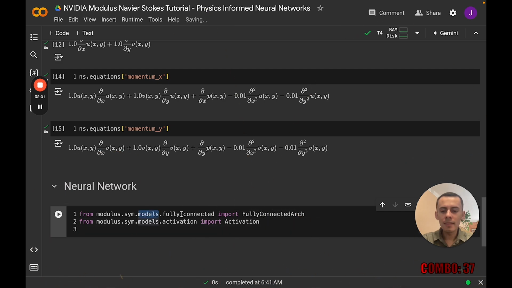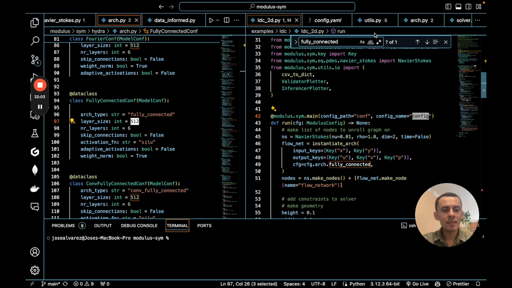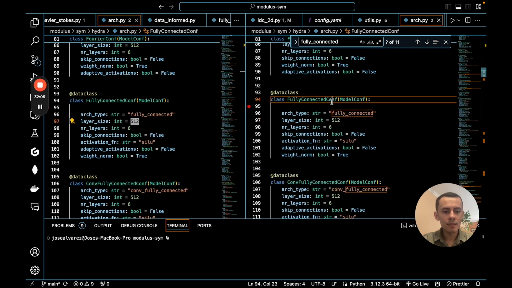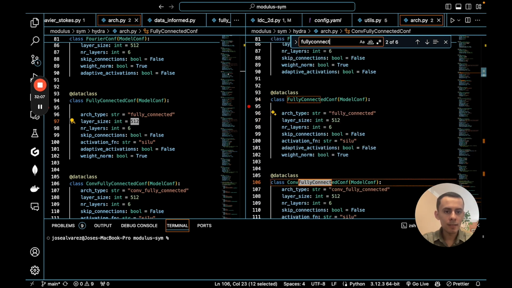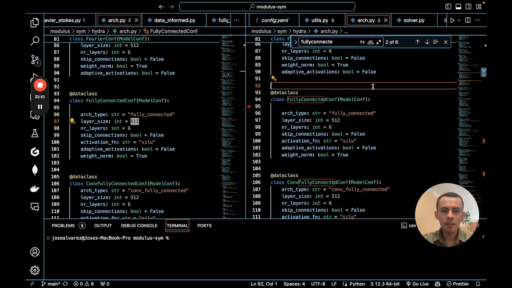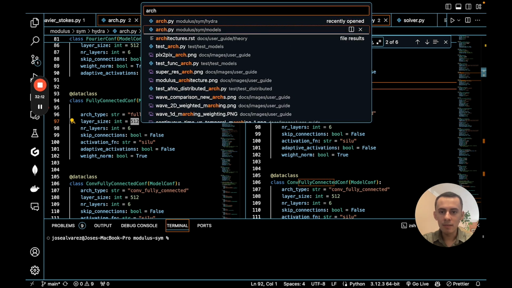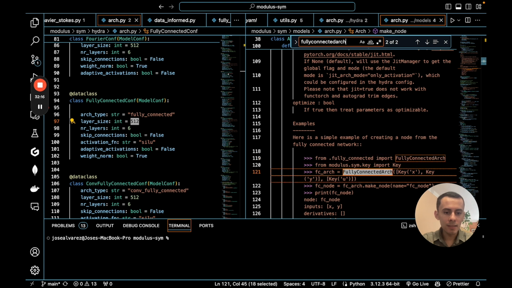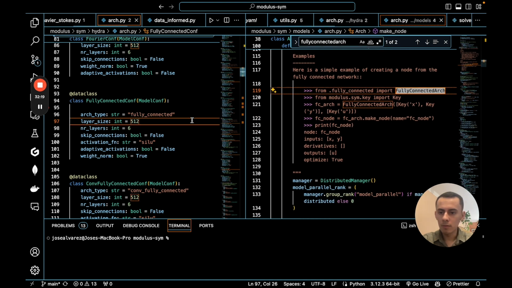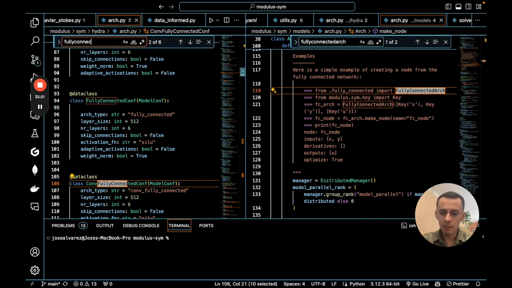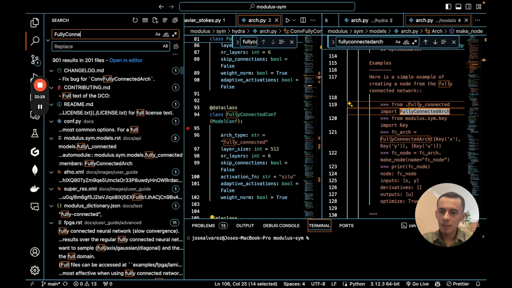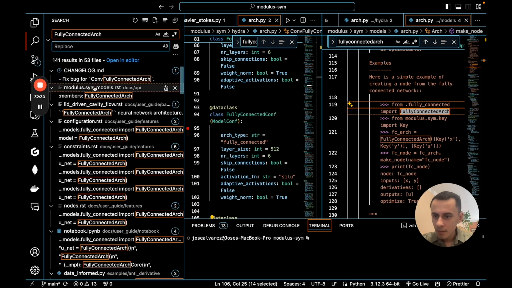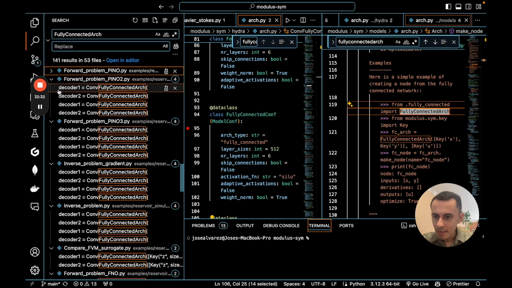Oh no, wait, it comes from models because we're using this class, I think. Fully connected, no, we're using the one arc.py from models, right? Fully connected architecture. No, fully connected. Where is that class? Fully connected architecture. I really want to see where that class is.